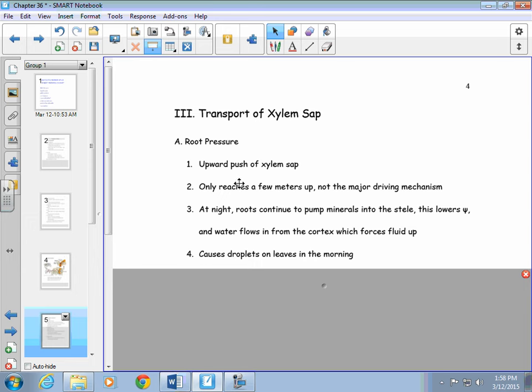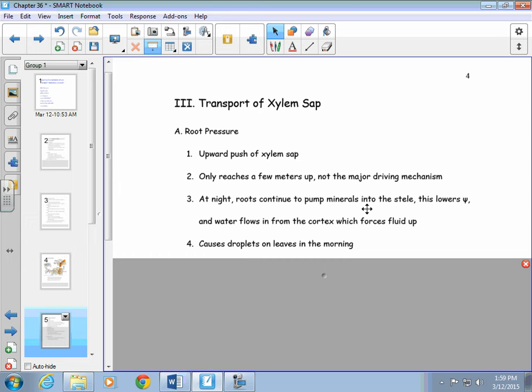One is root pressure. Root pressure is the upward push of xylem sap. Xylem sap is, we're talking about water. It still only goes a few meters up. So this is not the major driving force of getting water all the way to the tips of the leaves.